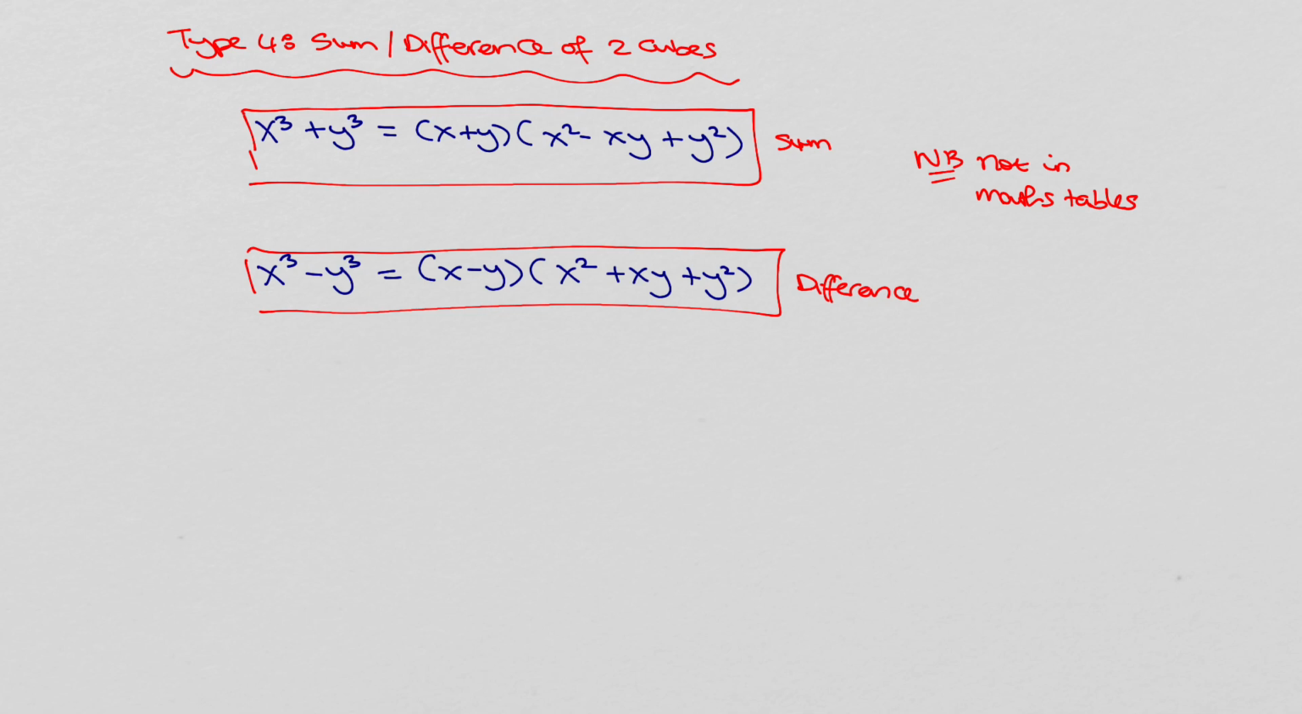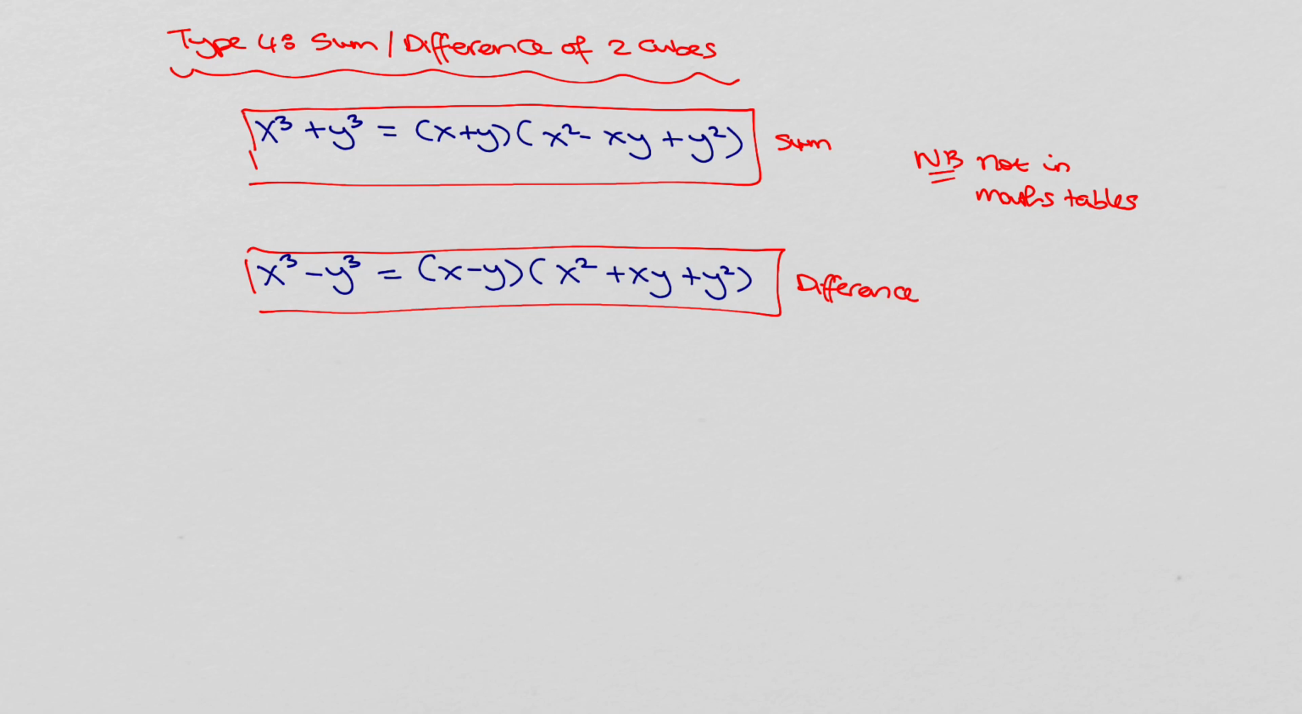So if I have the sum of two cubes, then it's going to be the first term plus the second term, so x plus y, times the first term squared, minus the first term times the second term, so minus xy, plus the second term squared, so plus y squared. If we have the difference of two cubes, then you'll see that the equations pretty much look the same, bar a couple of sign changes.